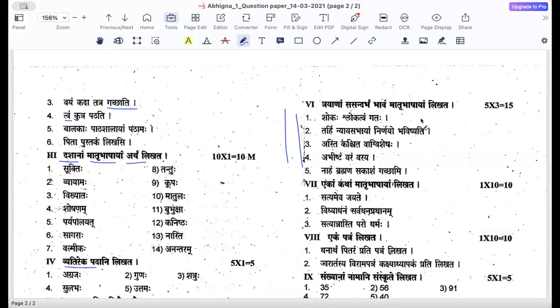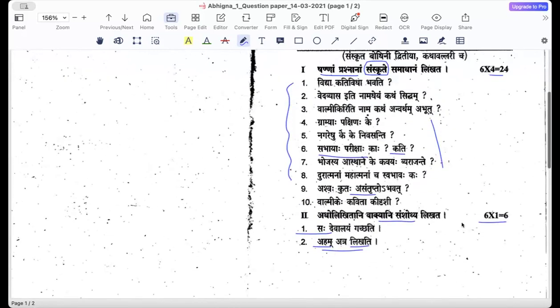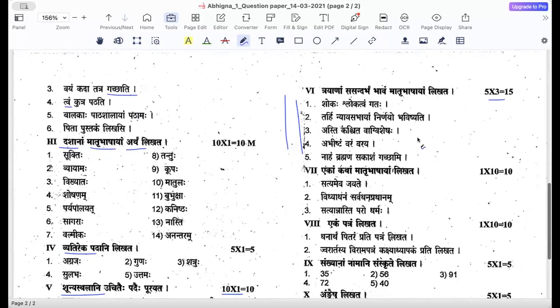Next is Sasandarbham Bhavam Matrabhashayam Likhata. The advantage here is you can write it in Matrabhasha, which means your language of choice: either English, Samskritam, or any other language you have mentioned in your application. You need to do only 3. This will have a mix of both Bodhini and Kathavallari sentences. It is 3 into 5 marks, which means you will write more than what you wrote for the question answer section.